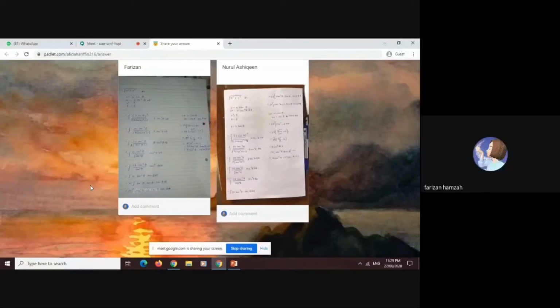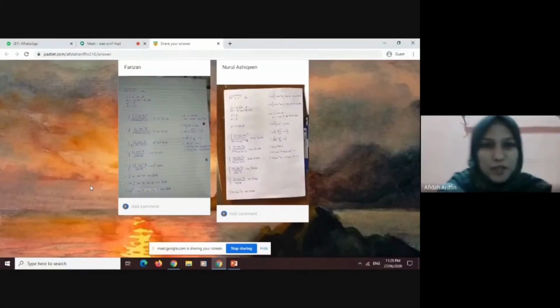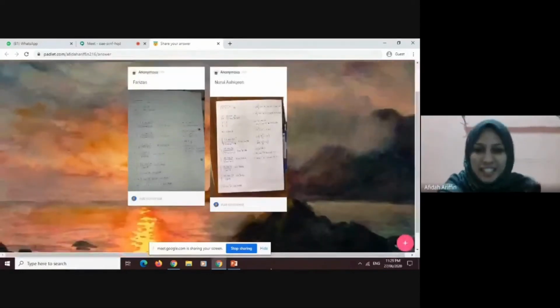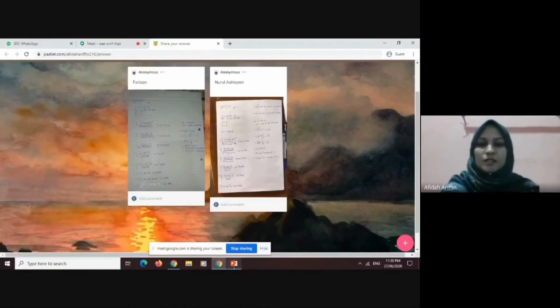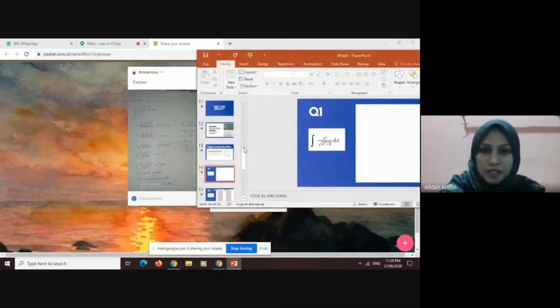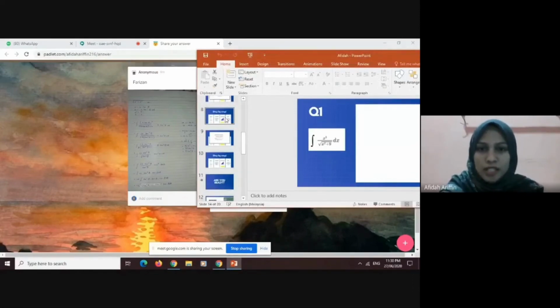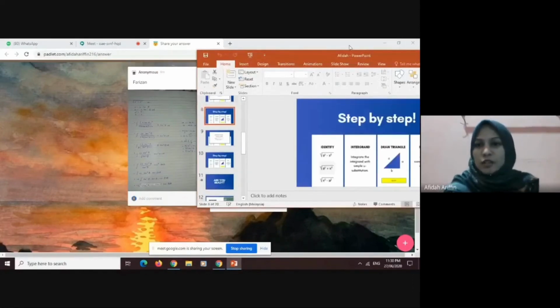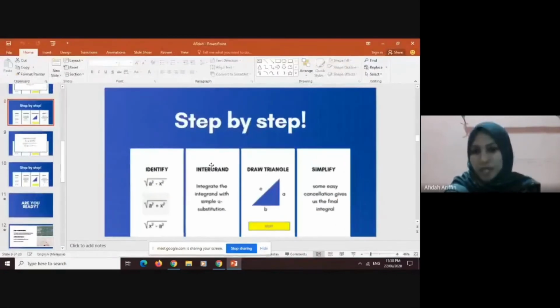No, not yet. Loading. Oh, not yet. Okay, we'll see. Wait. So while waiting for Farizan's answer, Ashikin, look here. Do not miss the third and fourth steps. If you miss these, you will get the wrong answer. So make sure you follow step by step. Farizan, let me know if you're done.